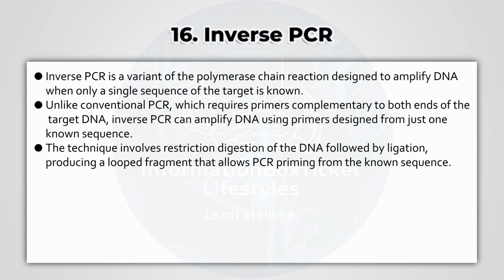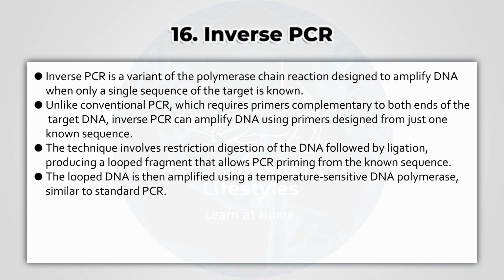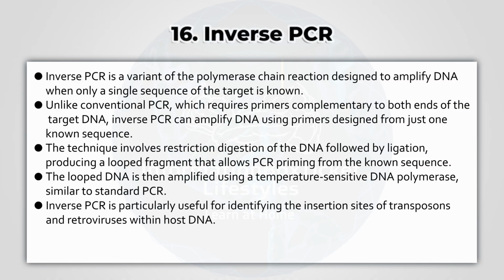The technique involves restriction digestion of the DNA, followed by ligation, producing a looped fragment that allows PCR priming from the known sequence. The looped DNA is then amplified using a temperature-sensitive DNA polymerase, similar to standard PCR. Inverse PCR is particularly useful for identifying the insertion sites of transposons and retroviruses within host DNA.